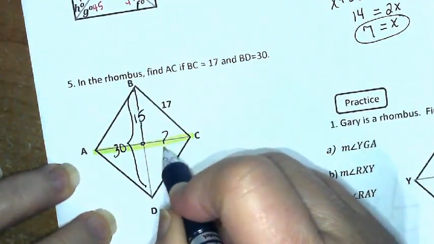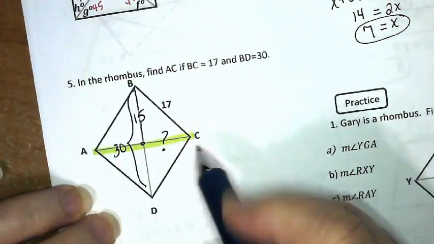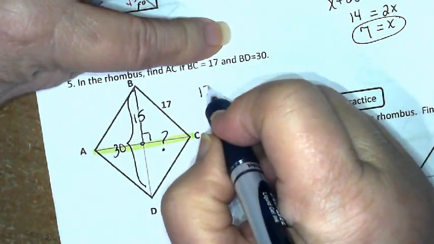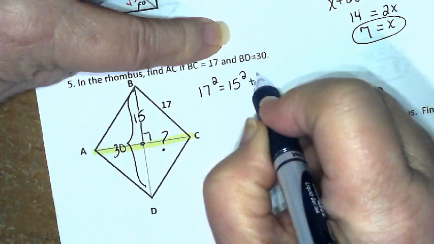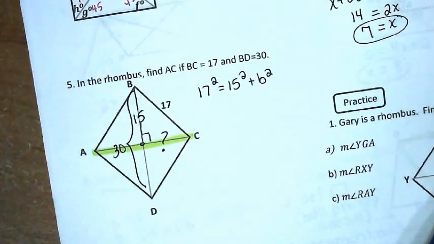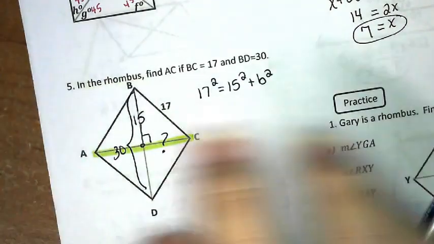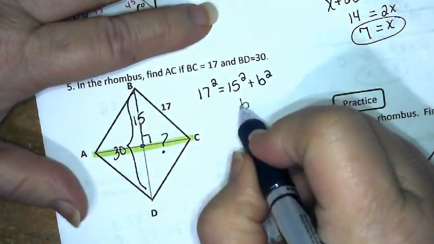So how am I going to find this part? Well, the diagonals of a rhombus are perpendicular. I'm going to do the Pythagorean theorem. 17 squared equals 15 squared plus b squared. And we're going to calculate and find out that b equals 8.